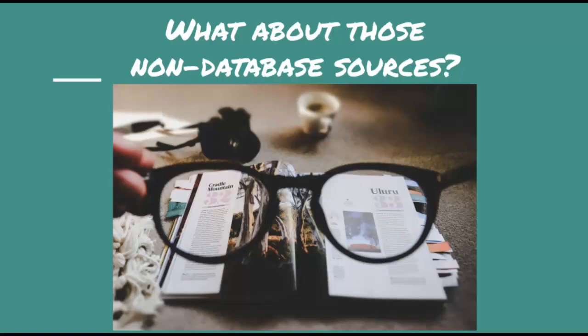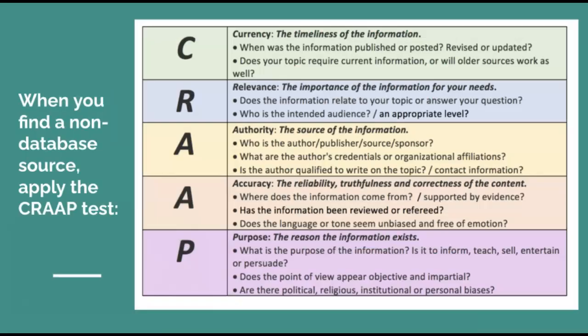Now, what about those sources that aren't in the database? How can you decide whether or not you could use them? The first thing you could do is apply the CRAAP test. So CRAAP stands for currency, relevance, authority, accuracy, and purpose.